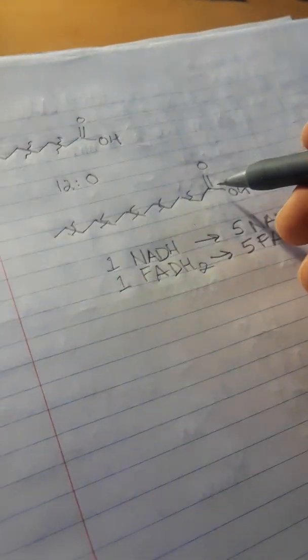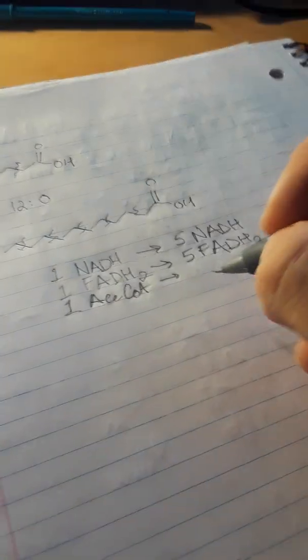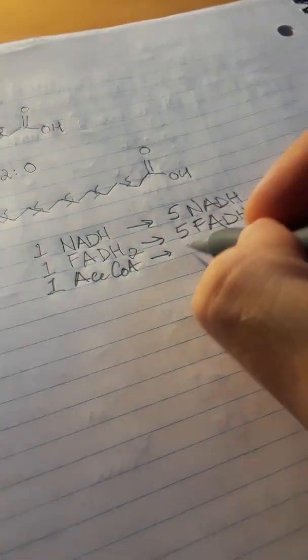We also look at the product and we see that we produce 1 acetyl-CoA, so we'll just write that. 1 acetyl-CoA. And you'd think, well, we must also be producing 5 acetyl-CoA, and you'd be absolutely wrong. We produce 6.